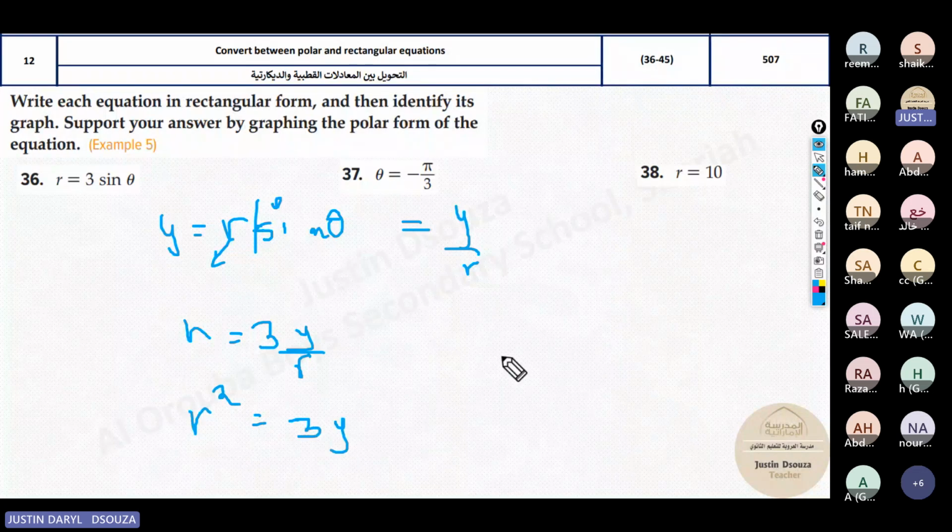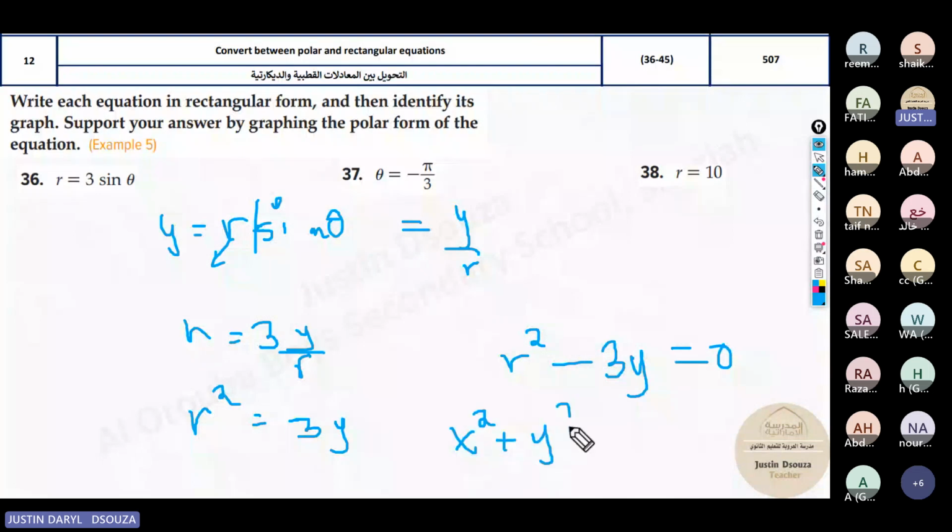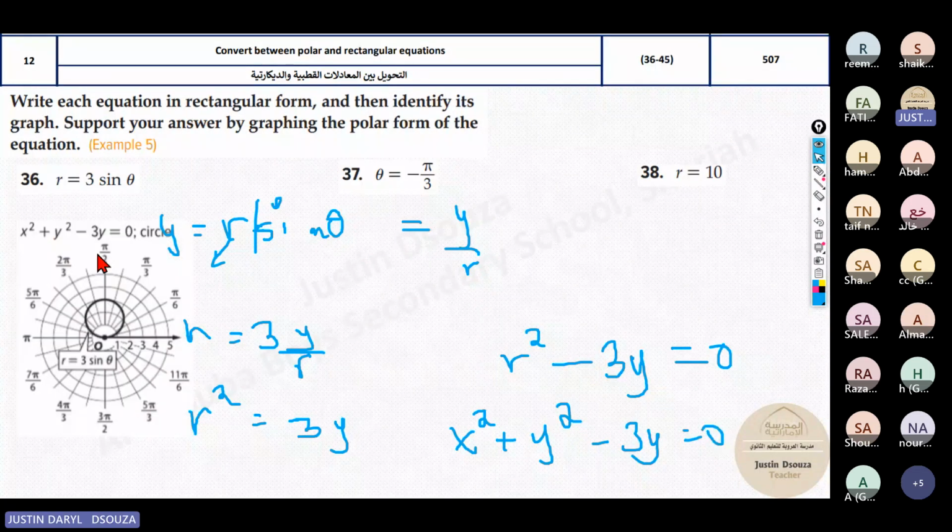Take this to the other side, it'll be r squared minus 3y equals 0. What is r squared? r squared is x squared plus y squared, minus 3y equals 0. Just basic formula substitution, nothing else. So it's very, very basic and simple. I hope you know this. And look at this, it's a circle directly and 3 is there, so the radius will be 3. So that is how we solve it.